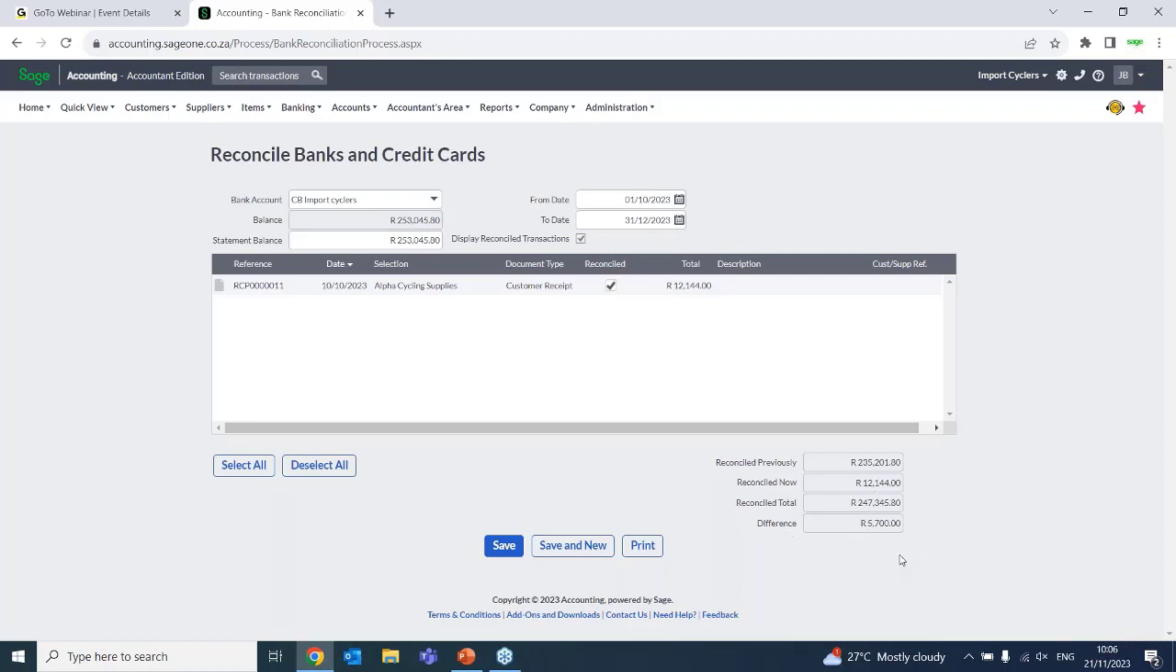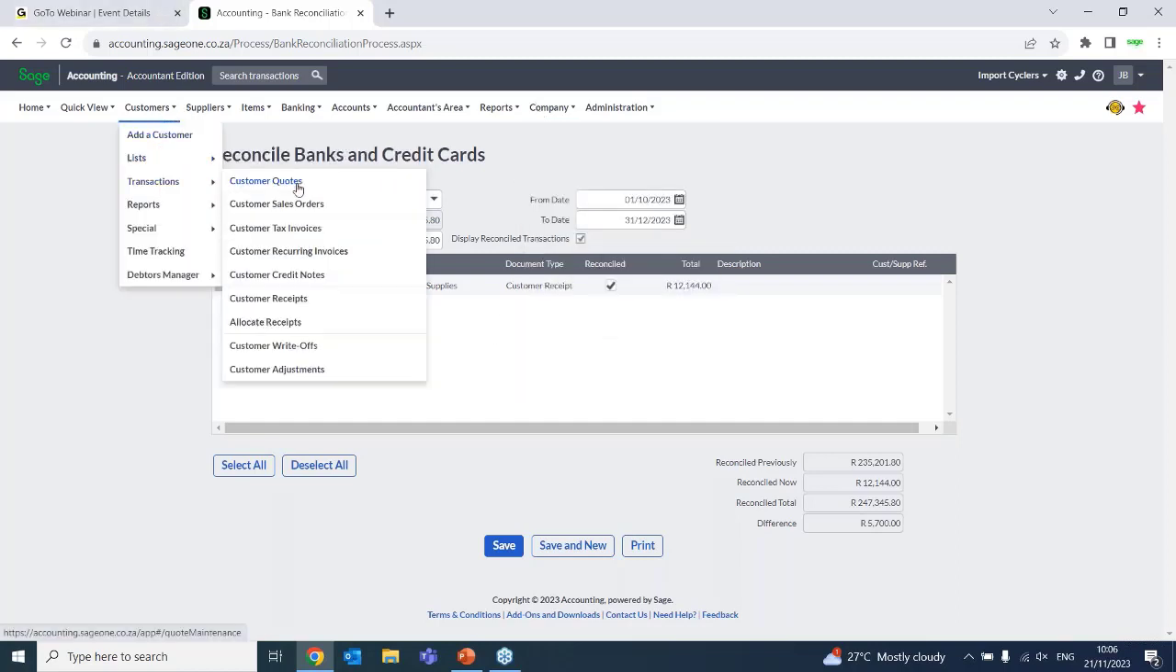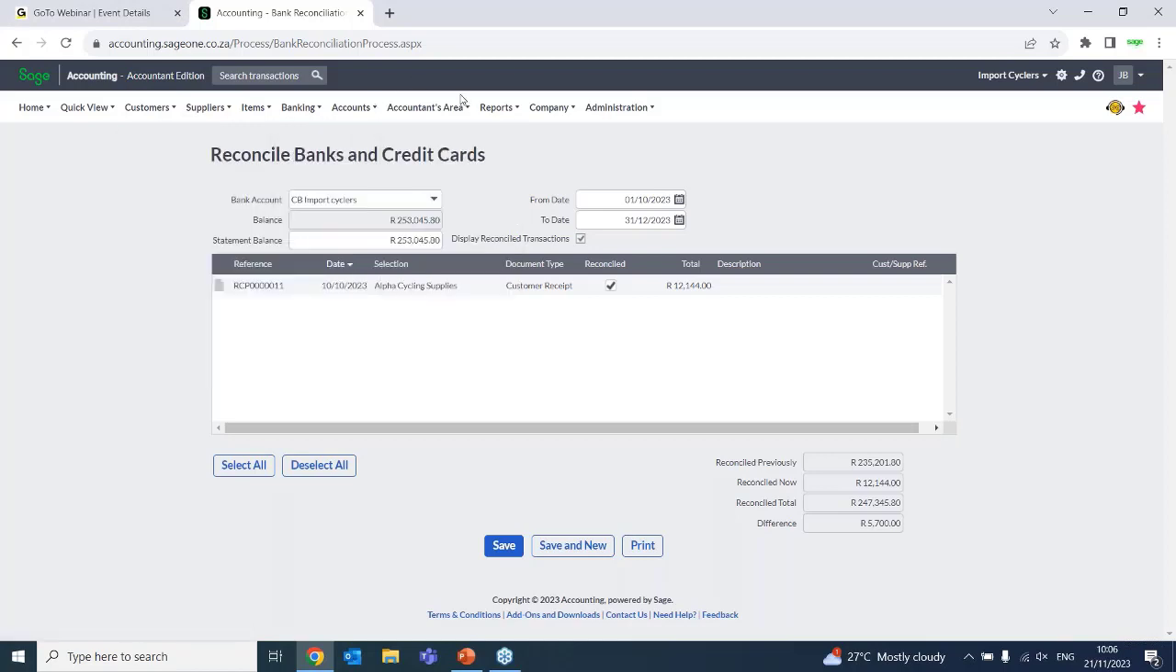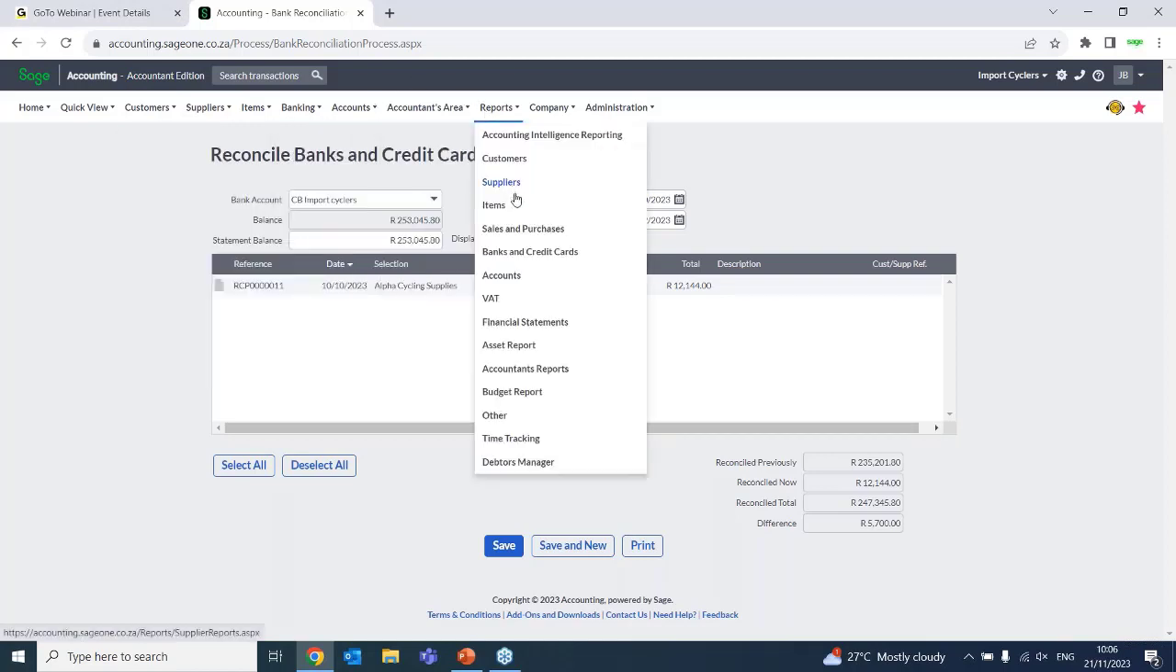So that's where you would need that statement. Now, I randomly processed in this company. I don't have a statement, but this is where you're going to pull up your statements. You're going to come through. You're going to check it. If need be, you're going to need to go to your transactions or to your reports, and you're going to check your sales and your purchases.